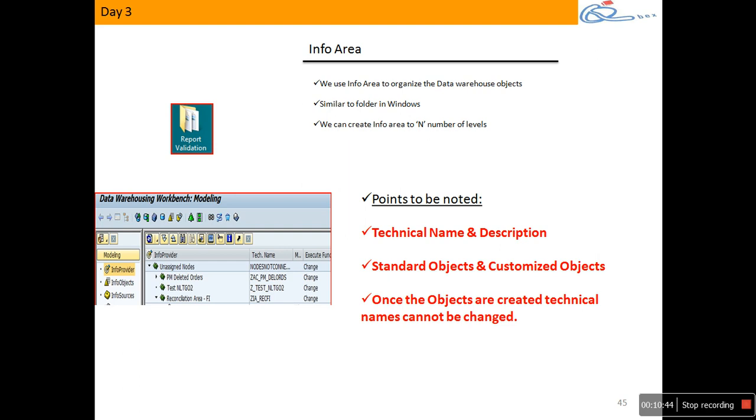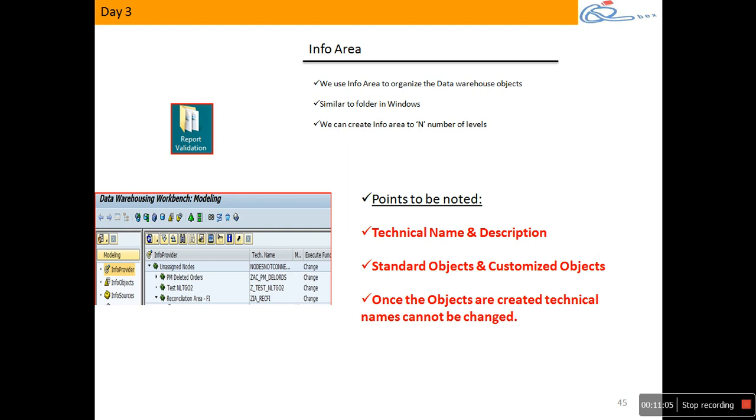So every object would have a technical name and a description. And once the object is created, I cannot change the technical name. If you want to change it, you have to drop it and recreate it again with the new name. That's the only option. That means we cannot rename the technical name. If you want to rename, delete and recreate with the new name. Clear?